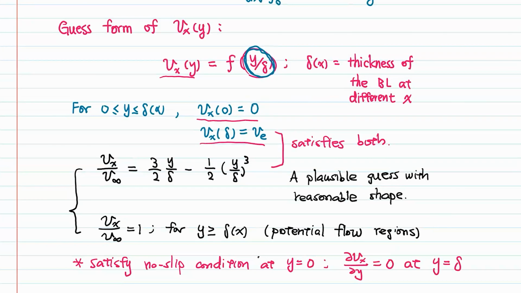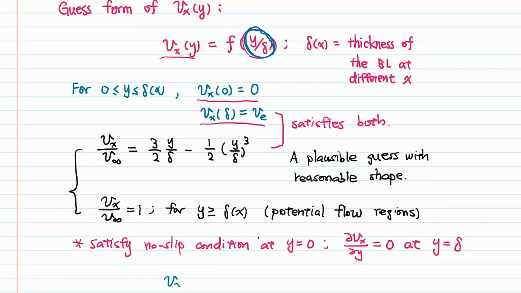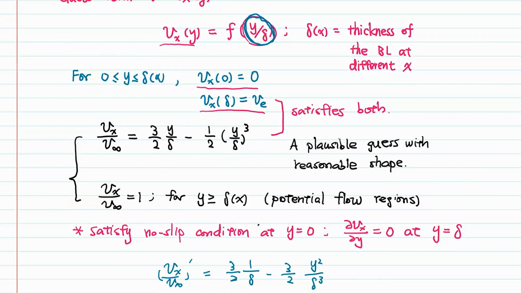So let's see if that's the case. If we take a derivative of this equation, we see that the first derivative of vx over v infinity equals 2/3 times 1 over delta minus 2/3 times y squared over delta cubed. Sorry, let's put it properly: y squared, but delta cubed. So what does this equal? This equals 2/3 minus 2/3, which equals 0 when y equals delta. So correct.